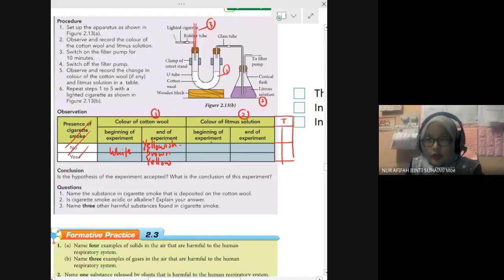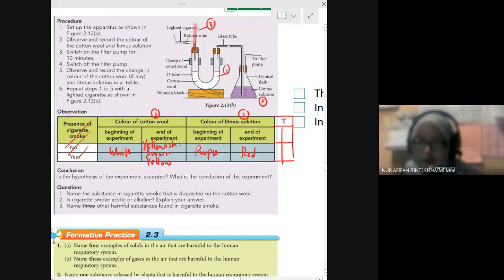At the beginning of the experiment, the color of litmus solution is purple. Then at the end of the experiment, litmus solution will turn to red. Why does it turn to red? Any opinion? What inside the cigarette smoke will turn the litmus solution red?